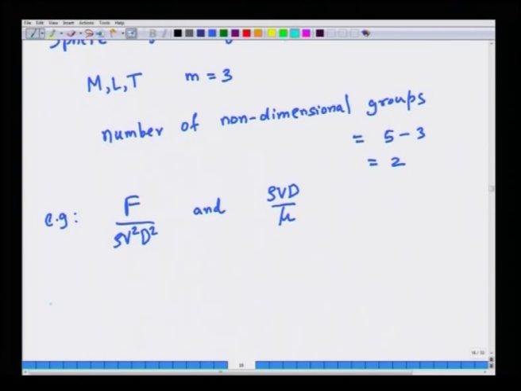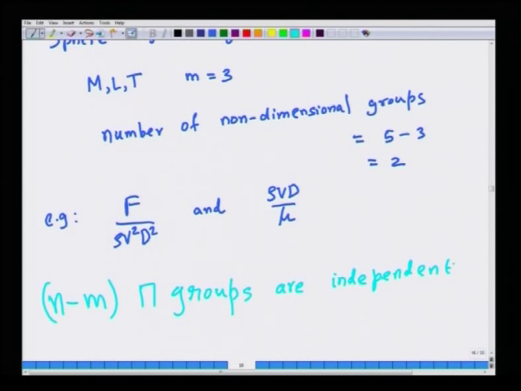Now, these n minus m non-dimensional groups, sometimes called pi groups, are independent. In the sense, you cannot get one pi group by combining the other pi groups. Once you have found n minus m pi groups, for example, here you had these two pi groups, you cannot get one pi group from another. They are functionally related, but you cannot just manipulate one from the other. They are independent. Okay. Of course, ultimately you have to do experiments to find how this is a function of that.